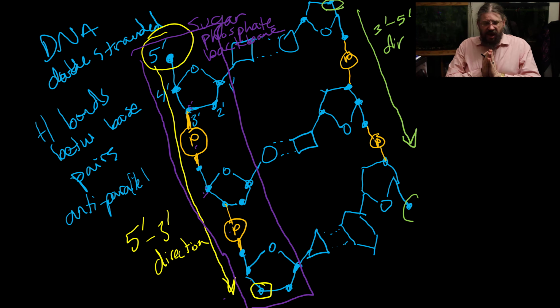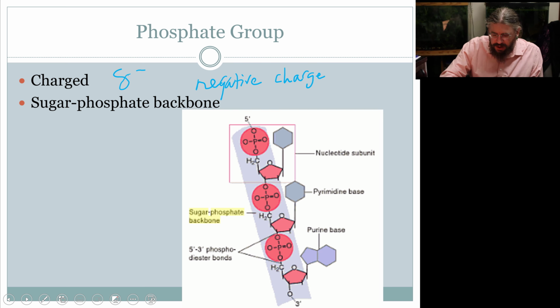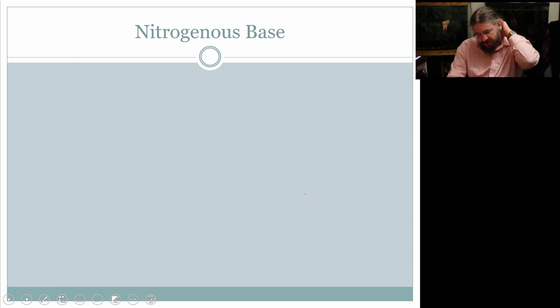Whereas when you have the double-stranded structure, hydrogen bonds between the base pairs are what keep the double strands connected together. So, that's pretty cool. Okay, so that's the sugar phosphate backbone with the phosphodiester bonds.